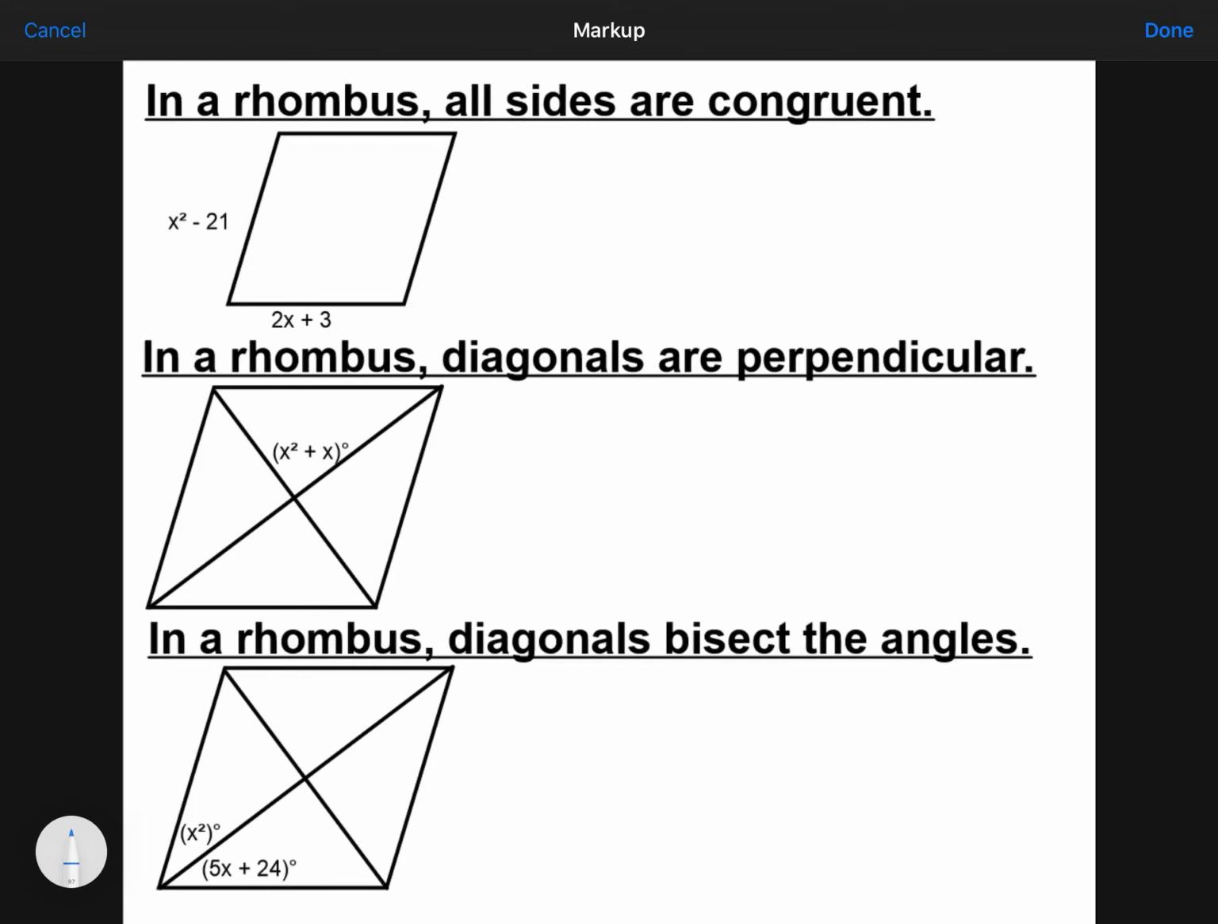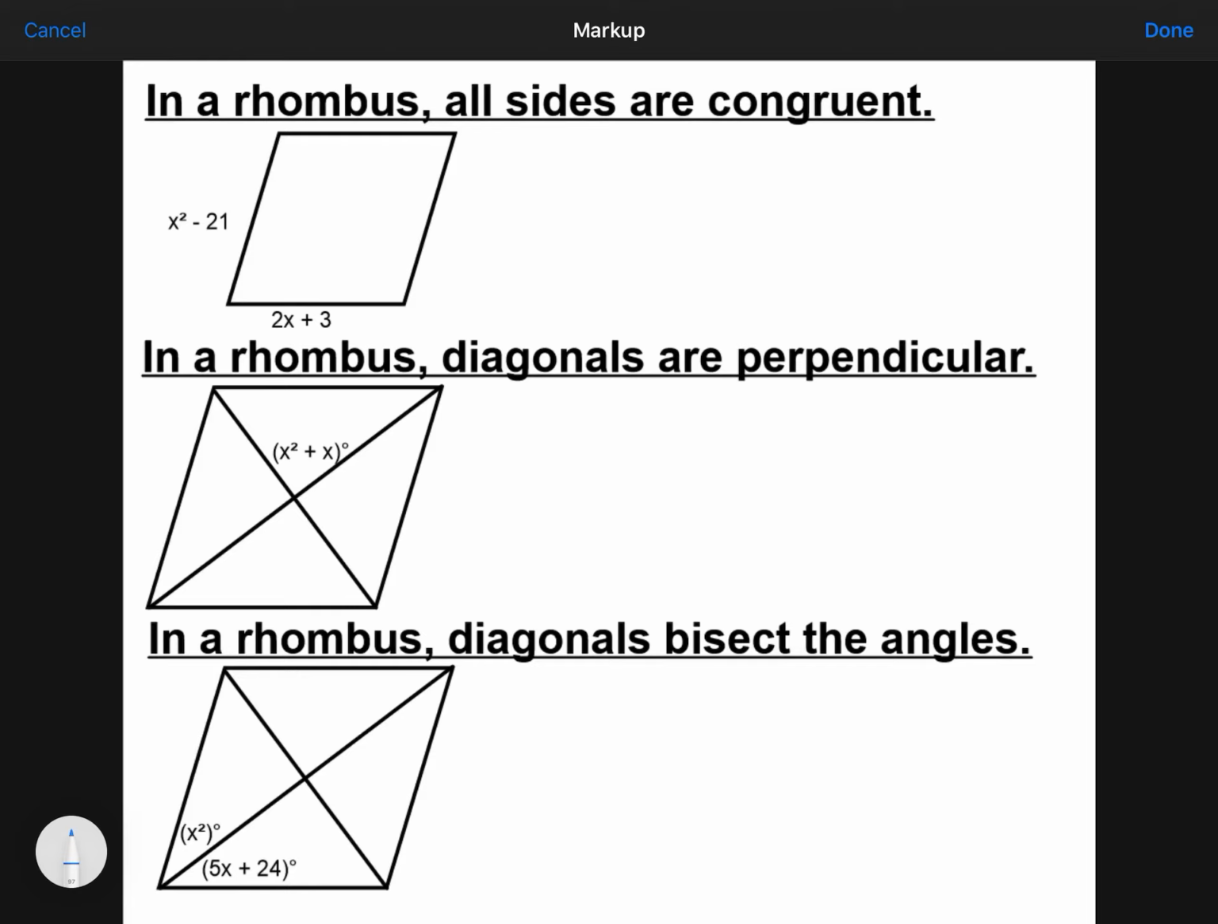One of our goals is to review properties of rhombuses for our assessment on rhombuses and squares next week. And our second is to review quadratics and factoring, problems with x squared in them and how you solve them out. So we have three different types of problems we're going to be reviewing because there's three major properties of rhombuses that don't have to do with parallelograms.